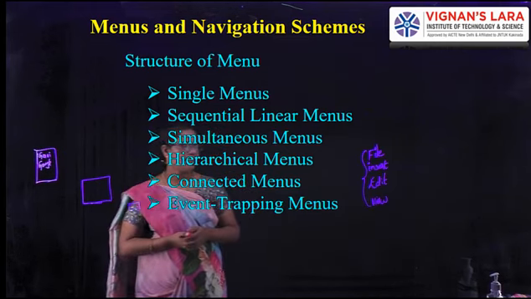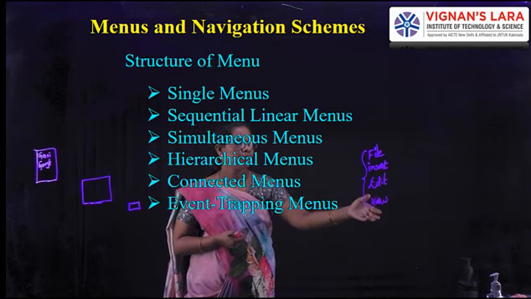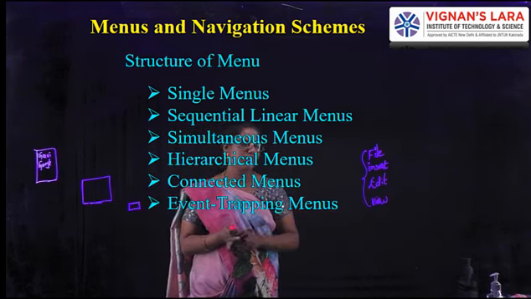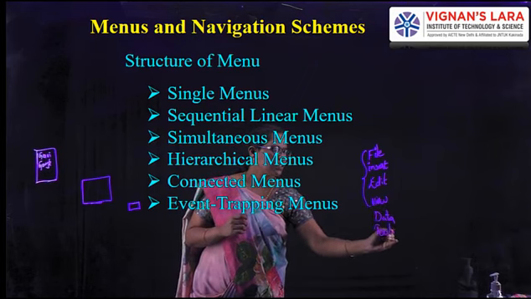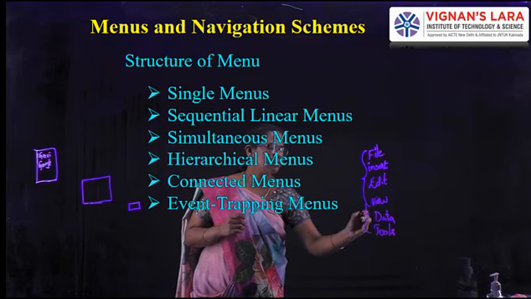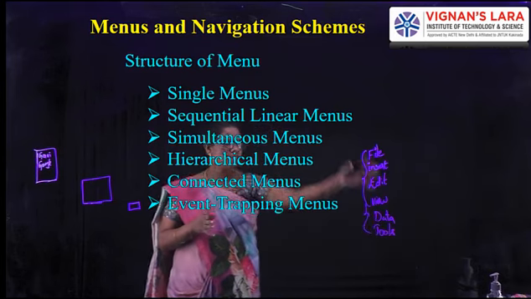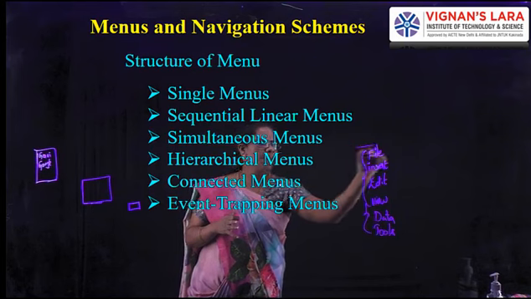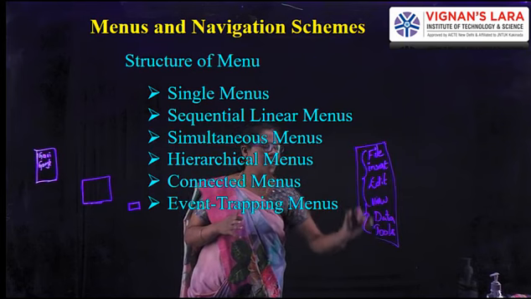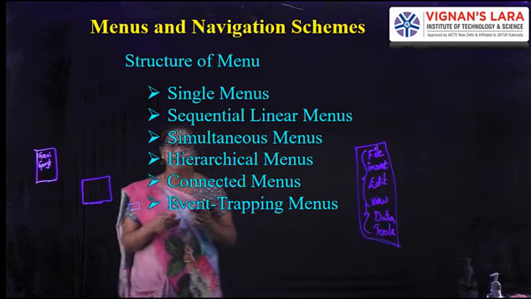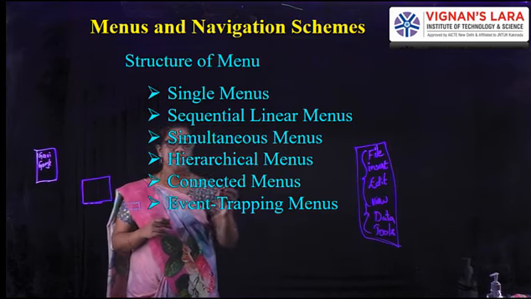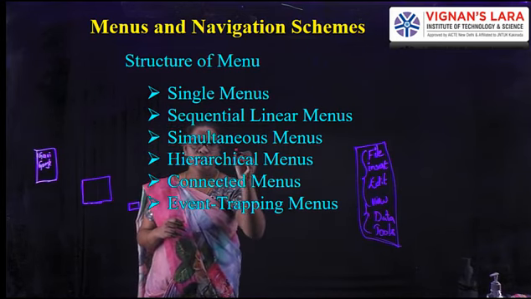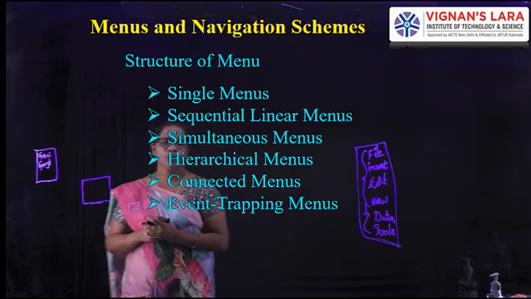So first file, insert, edit, view, and format, data, tools, so many items will be there. We call these the menus. These are organizing these items in a structural manner. We call that a menu. So what types of menus are there? The first one is the single menu. What is a single menu?